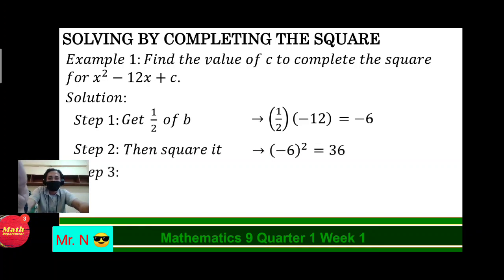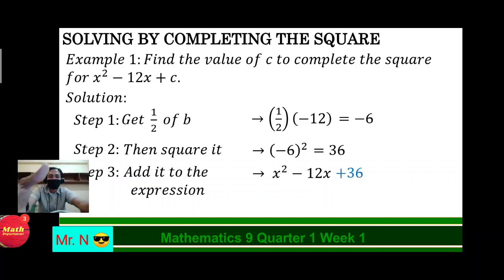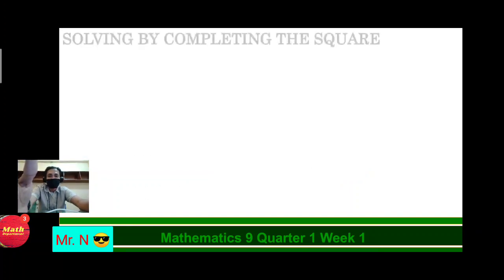Okay, now step number 3. We're just going to add it to your expression. So x squared minus 12x, just add positive 36, so it will become x squared minus 12x plus 36. Any question? Okay, none. Very good. Now let's have example number 2.